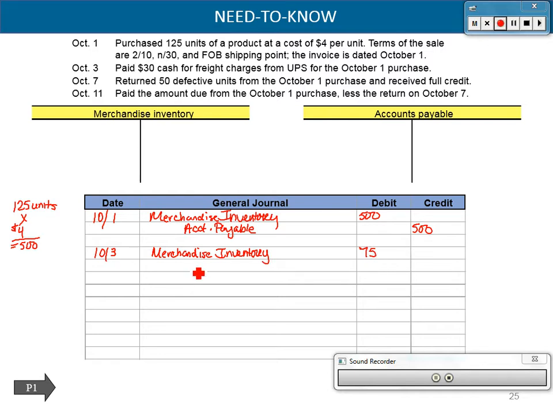You mean $30? Where'd you get 75 from? I'm sorry. What is the credit account? Cash.